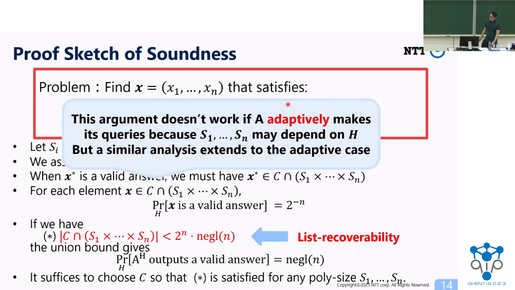But in the paper, we show that this similar analysis extends to the adaptive case. And basically, we only need to slightly strengthen this inequality, and that stronger version still follows from list recoverability. So the conclusion remains the same. So if C satisfies some sort of list recoverability, then we have soundness for this problem.